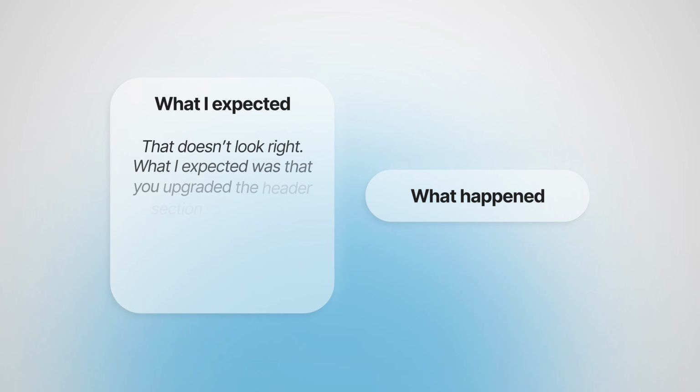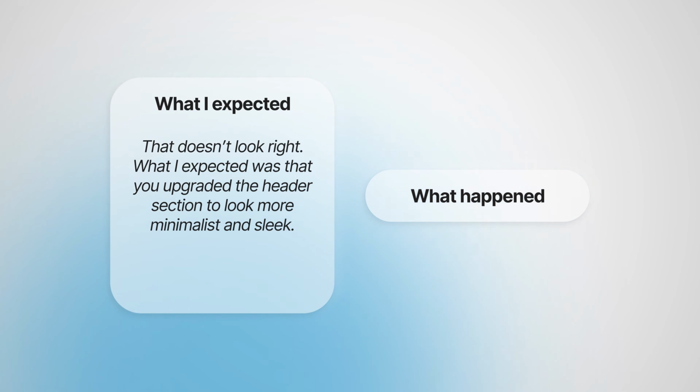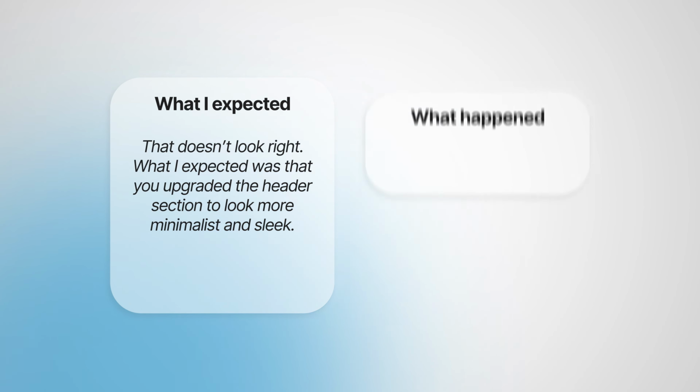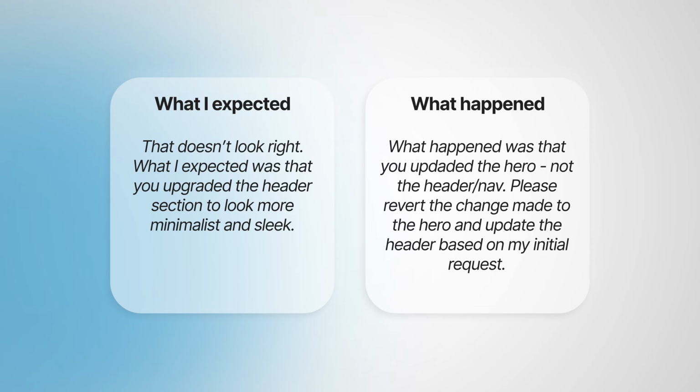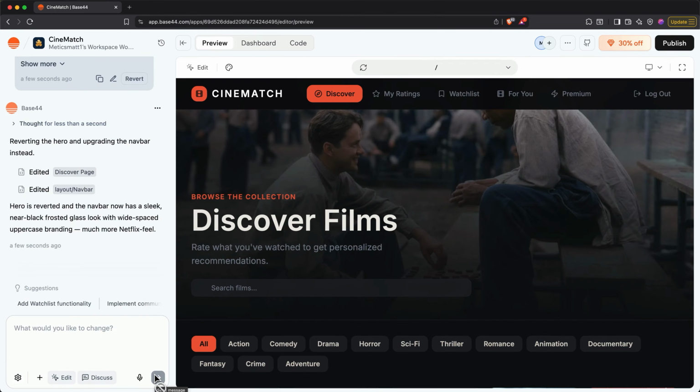So for example, say, that doesn't look right. What I expected was that you upgraded the header section to look more minimalist and sleek. What happened was that you updated the hero, not the header/nav. Please revert the change made to the hero and update the header based on my initial request. Let's send that. And here it fixed the issue with the hero, and it gave the CineMatch title a nice big bold look, much more Netflix-like.